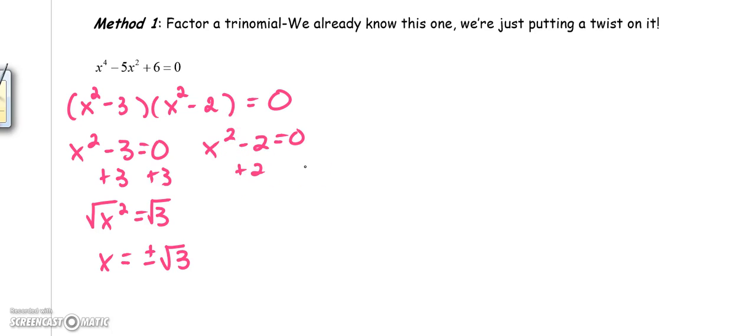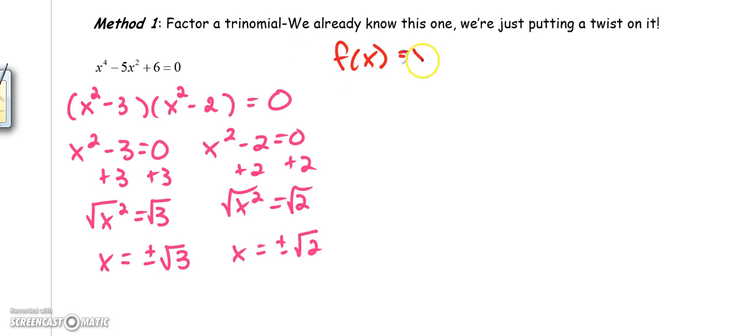And then we can add 2 to both sides. So x squared equals 2. Square root both sides. X equals plus or minus √2. Now that we have the solutions, we can graph the corresponding function. So what we're graphing is f of x equals x to the fourth minus 5x plus 6.